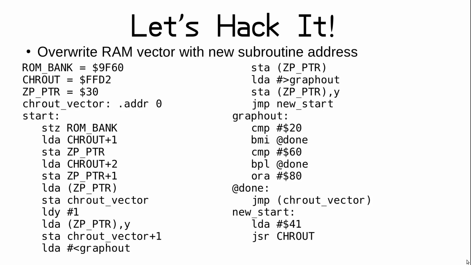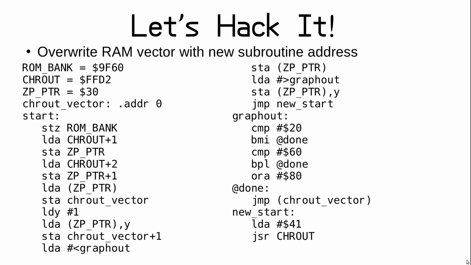Then we have a new starting point for our code that can take advantage of our hacked kernel. We load the accumulator with the PETSCII code for the letter A, which is hex 41, just like capital A in ASCII or Unicode. Then we call CHROUT to print not an A, but the hex code C1, which is a spade symbol, which is what you will see if you hold down the Shift key while typing A. Yeah, that's not a coincidence.